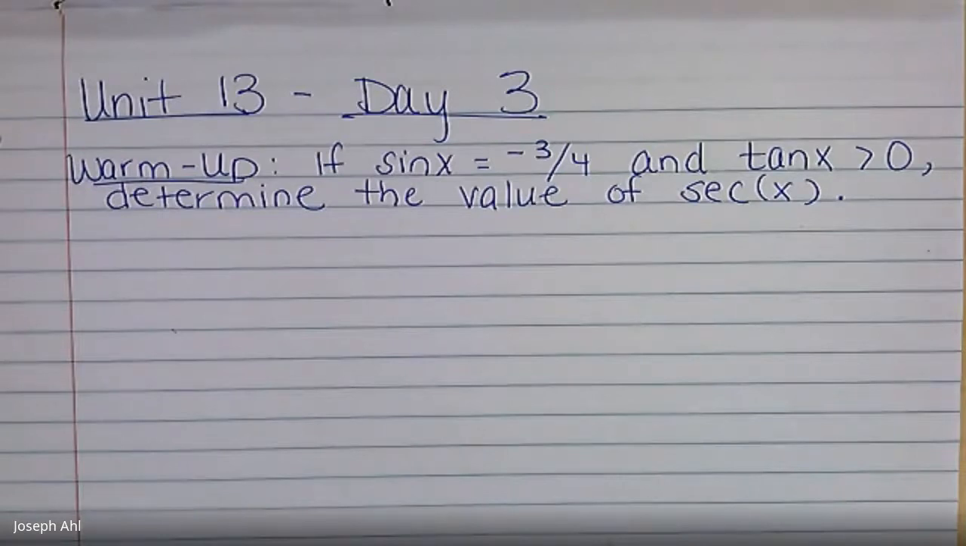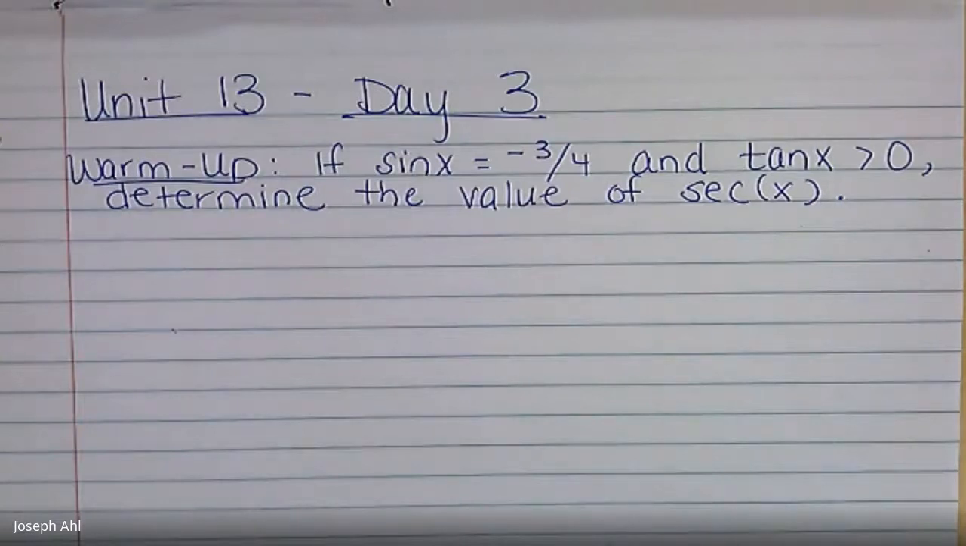Today we're going to be talking about some evaluating practice. And before we get there, let's do this question as a warm-up. So if you want to write this down in your notes, it says if sine of x equals negative 3/4 and tan of x is greater than 0, determine the value for secant of x.